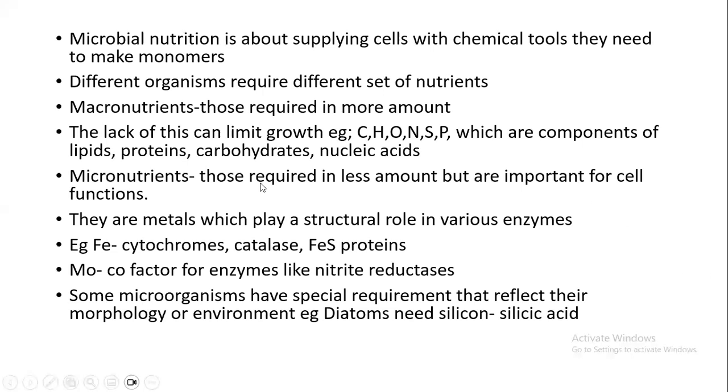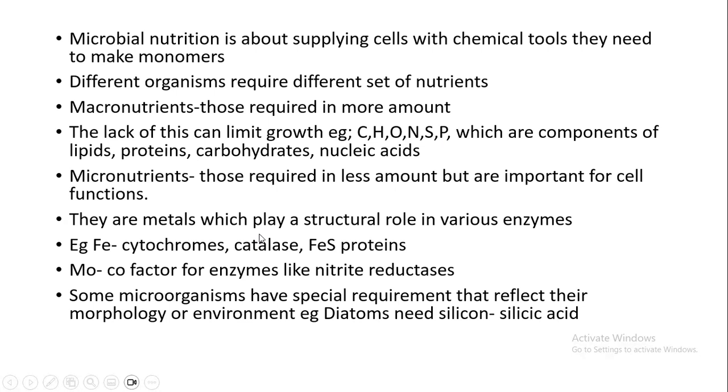These nutrients can be broadly categorized into macronutrients and micronutrients. Macronutrients are those that are required in larger amounts, while micronutrients are those that are required in smaller amounts but are important for cellular function. Examples of macronutrients include sources of carbon, hydrogen, oxygen, nitrogen, sulfur, and phosphorus, which are components of lipids, proteins, carbohydrates, and nucleic acids.